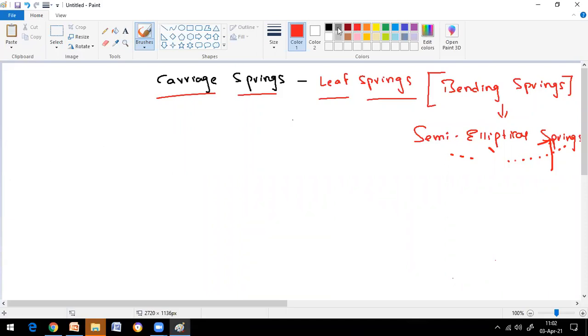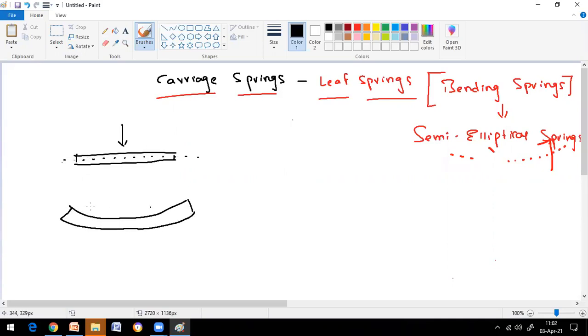I will draw it, you have a look once. So this is your beam. Let us consider a beam which is subjected to a point load, which is perpendicular to the axis of the beam. So when it bends, what happens? This is your axis. Above the axis, there is a possibility of compression. This is what you have studied in your Strength of Materials one.